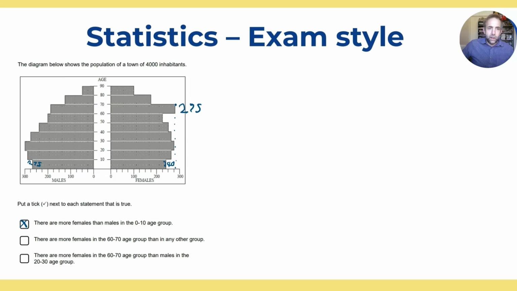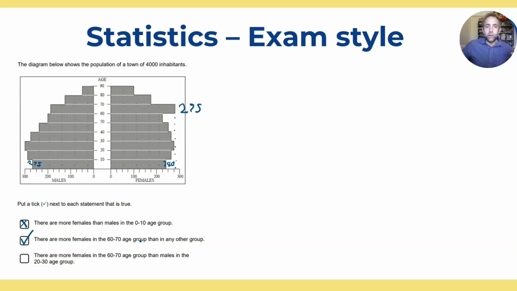And the question says, or the statement says, there are more females in this group compared to any other. And this is maybe where the dotted line helps as well, because even though it's not perfect, by going straight down, I can see that no other bar in this female group reached this. So this is true. This is the largest one for the females. And then the last statement says, there are more females in the 60 to 70 age group than males in the 20 to 30 age group.